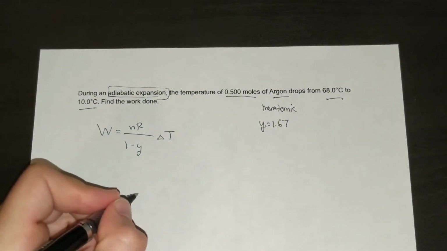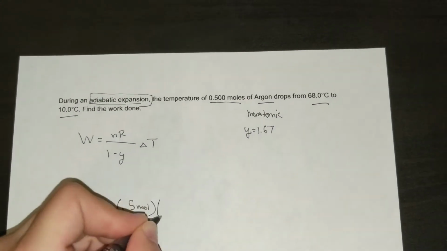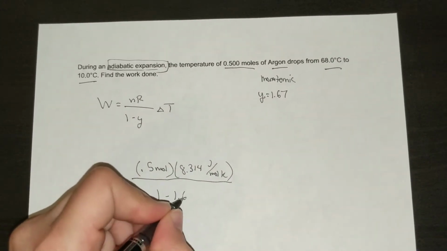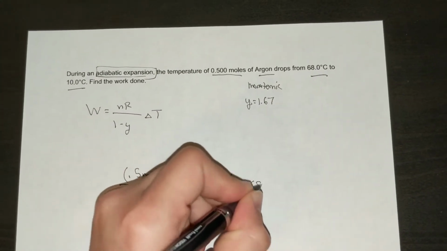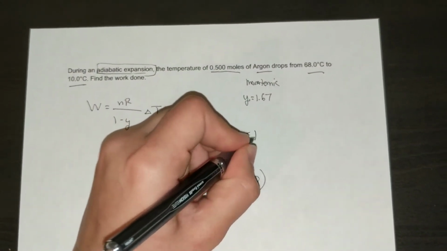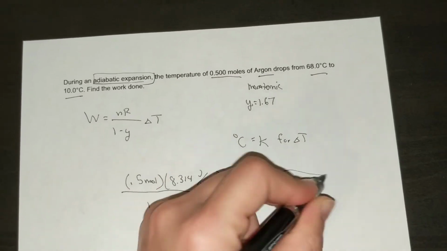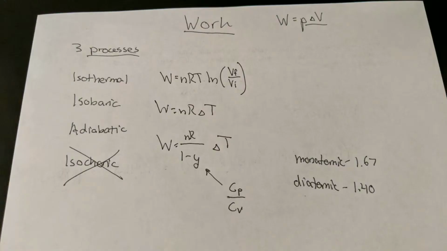The final example is an adiabatic expansion problem with argon as the gas. Argon is monatomic, which means the heat capacity ratio is 1.67. Plugging in the given values and knowing that the change in Celsius is equal to the change in Kelvin as in the last problem, we do not need to convert, giving us a final answer of 360 joules. And that is the topic of work.